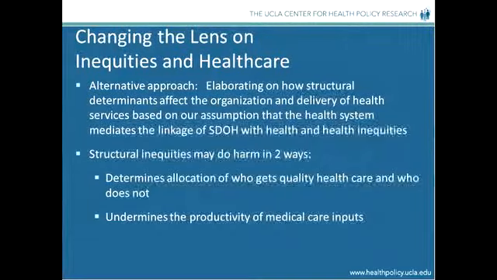What I'm proposing is changing the lens on inequities and healthcare, an alternative approach. A lot of what's understood, or where the evidence is building, is more on how inequities affect health. There are fewer studies, and less evidence, on how social determinant inequities affect healthcare. So this alternative approach elaborates on how structural determinants affect the organization and delivery of health services, based on our assumption that the health system mediates the linkage of the social determinants of health with health and health inequities. I propose that structural inequities could do harm in two ways.